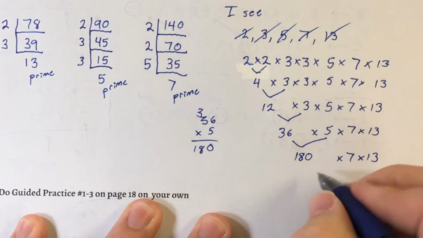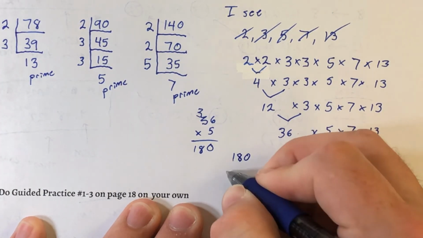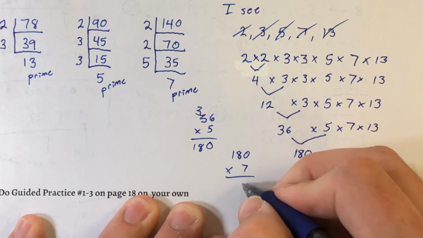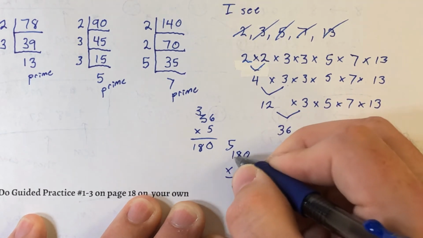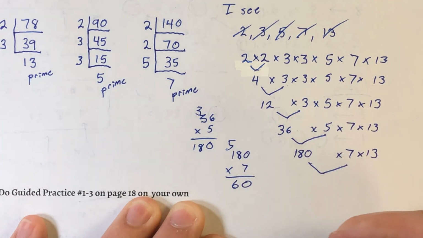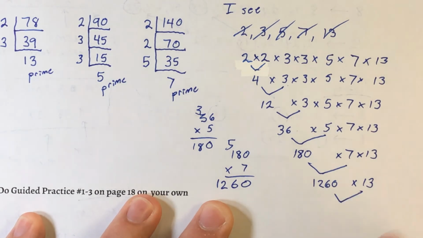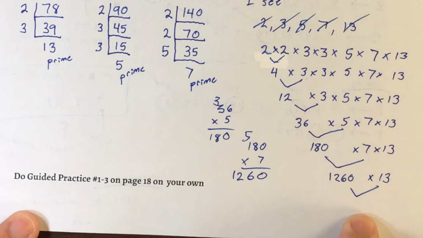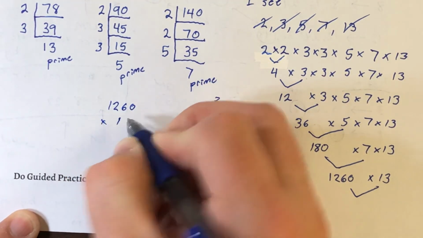Okay, next. 180 times 7. Yeah, I don't know, so let's do that. 180 times 7. 7 times 0 is 0. 7 times 8 is 56. 7 times 1 is 7. Plus 5 is 12. I can add. Yes, 12. All right, so 1,260, and now the last, times 13. Definitely don't know that, so let's do some extra work. 1,260 times 13.